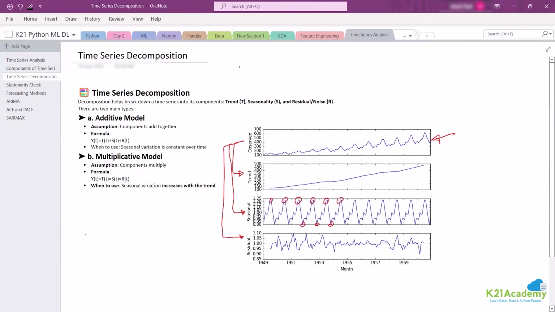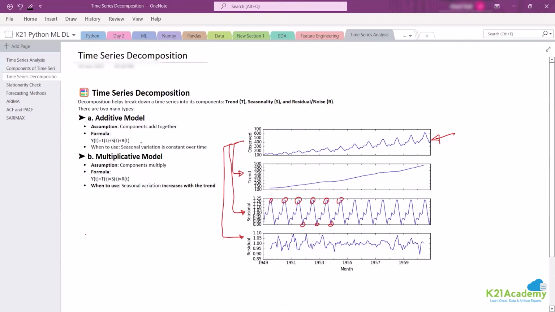There are two types of decomposition model. One is called the additive model, and the second is called the multiplicative model. In the additive model, we add all the components: trend plus seasonality plus residual. In the multiplicative model, we multiply the components: trend into seasonality into residual.